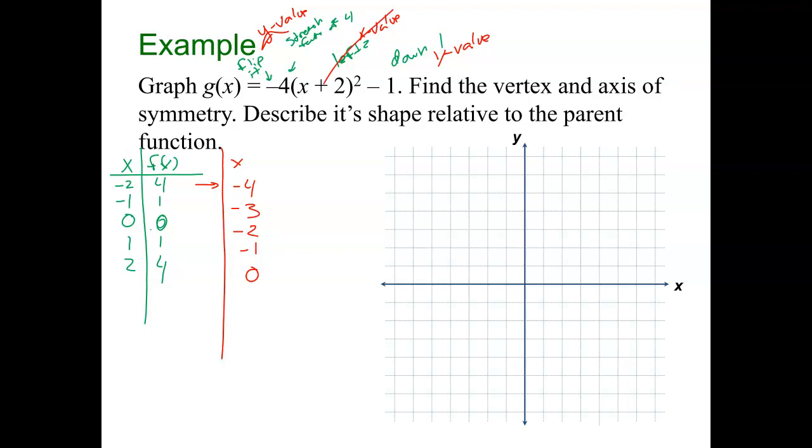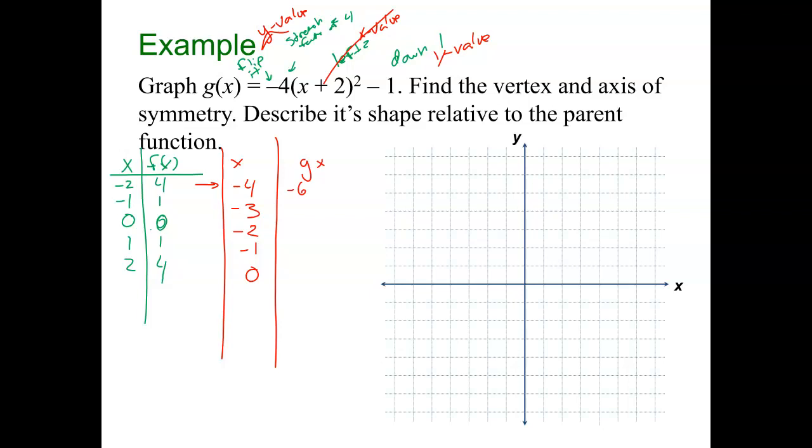Don't worry about the squared because that tells us just the shape of the graph. It'll give us the U shape. So what's next after parentheses? Multiplication. What am I multiplying by -4, my x values or my y values? The y values. So take each of these y values and multiply them by -4. What's -4 times 4? -16. Sorry, I meant negative and positive. -4 times +4 gives me -16.